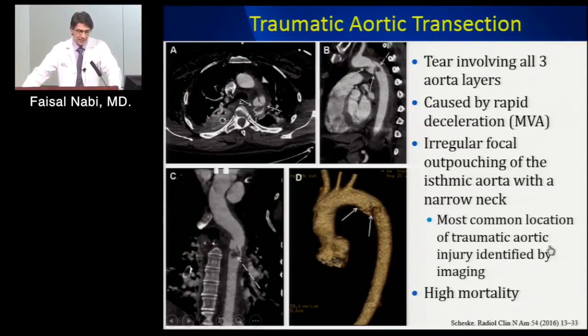So this is kind of how it's described. It's usually caused by deceleration. It usually occurs right around the isthmus, and it's really just a break or a tear of the aorta.